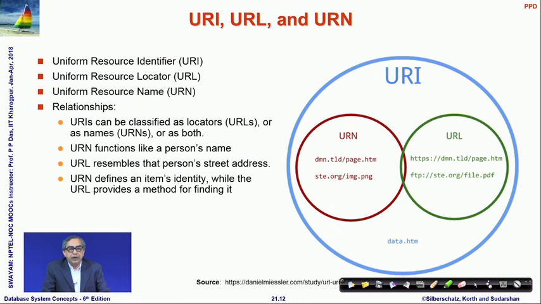URN says what is the name of the content, and URL says where that can be found, and URI in general could be either the name or the address or both of them. Usually in this context of our discussion, we will continue to use the term URL only, but I just wanted you to be aware of the other two terms in case you come across them in the text.